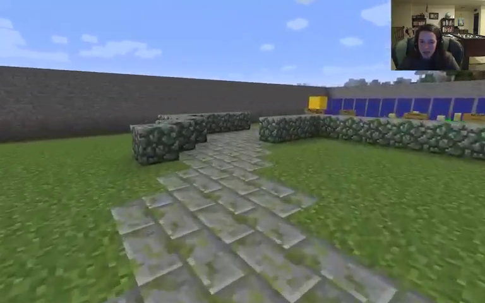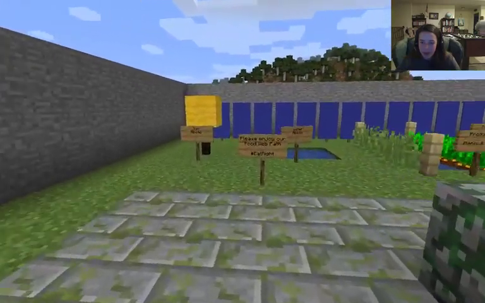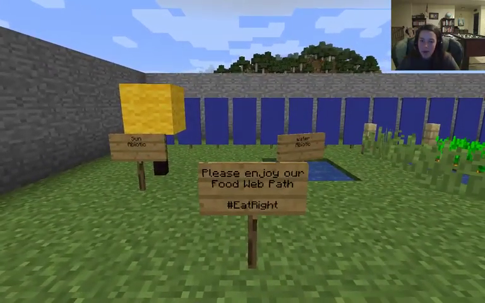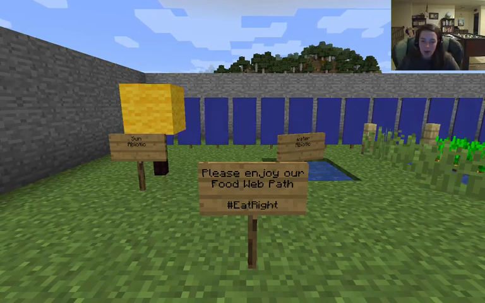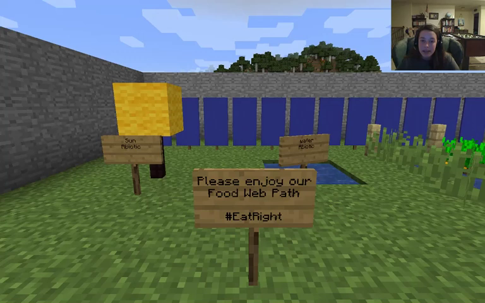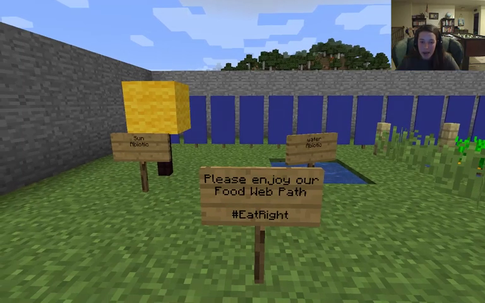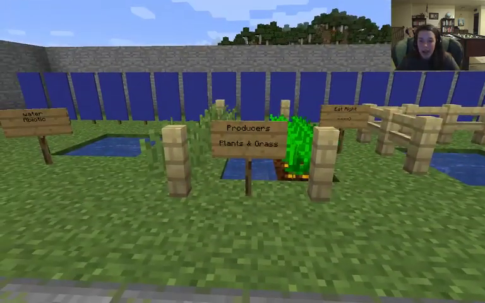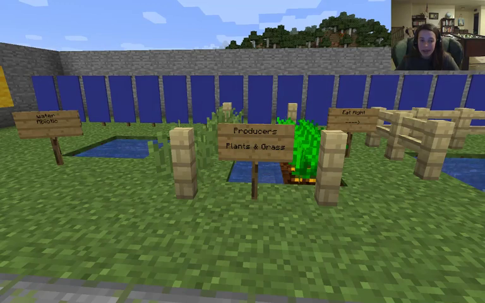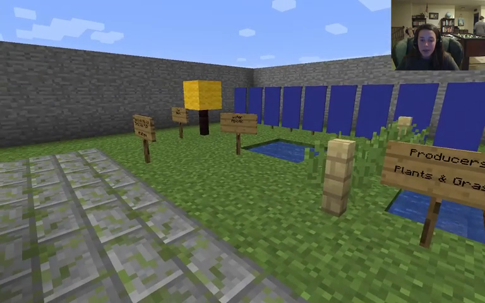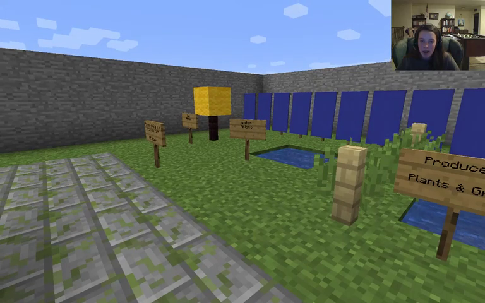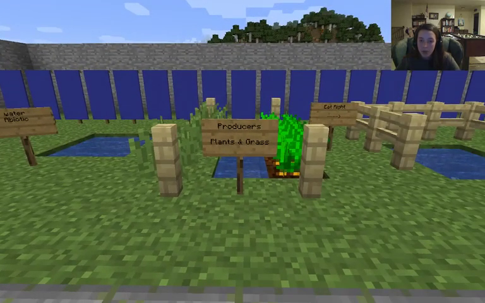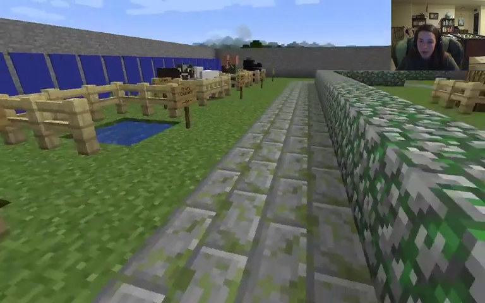Go this way. Okay, so to start any ecosystem, you always need the sun and some water. I cannot think of an ecosystem, I don't think one exists, where it doesn't have sun or water. So those are always a necessity, and those are both abiotic factors. Then we have producers, which are like plants and grass, and producers always use the abiotic factors to make their own food and produce their own food. That's why they're called producers.